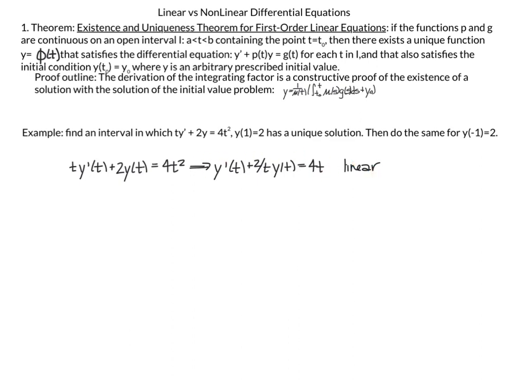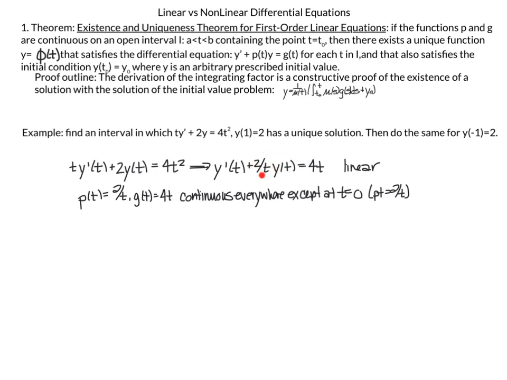You can see it's linear here. In this form, you can see then my p of t is equal to 2 over t, and my g of t is equal to 4t. Both of these equations are continuous everywhere except at t equals 0. And you can see that right here. The p of t will give you trouble for t equals 0.